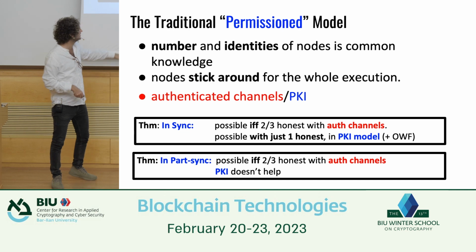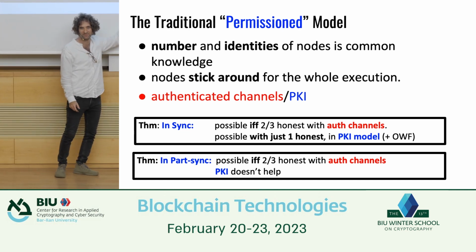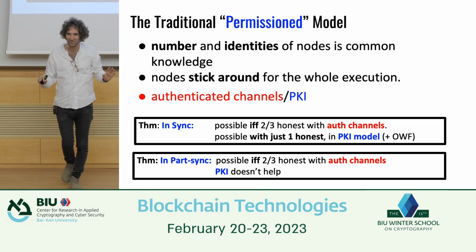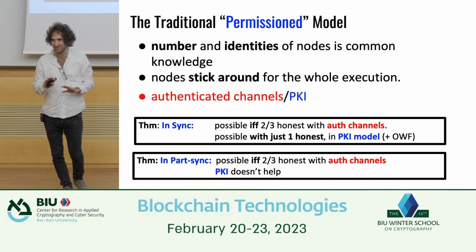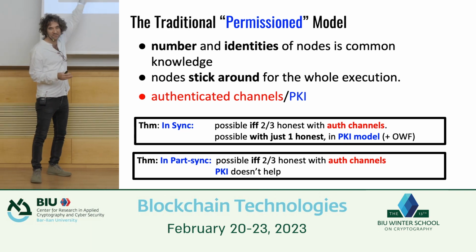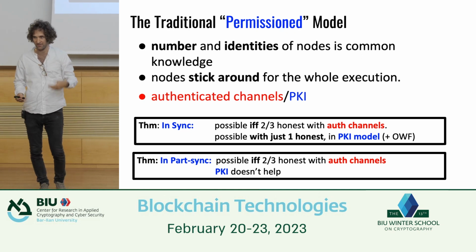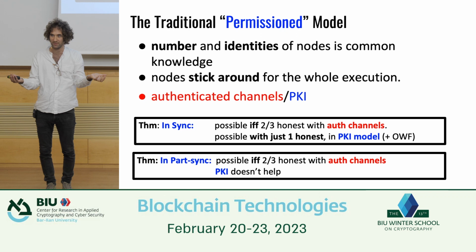But intriguingly, the "only if" works even if you have a PKI. So now that's an orthogonal result, right? So even if you have a PKI, it doesn't help you to get beyond 2/3 if you're in a partially synchronous setting. So we see here that there is actually an inherent efficiency gap between authenticated channels and PKI.